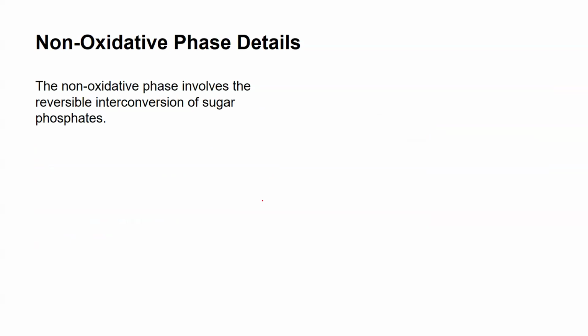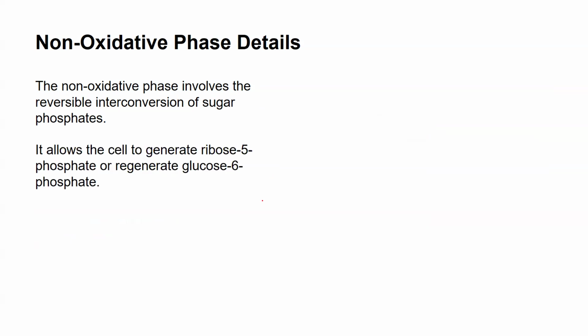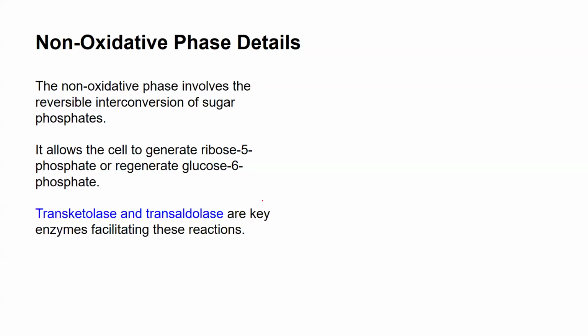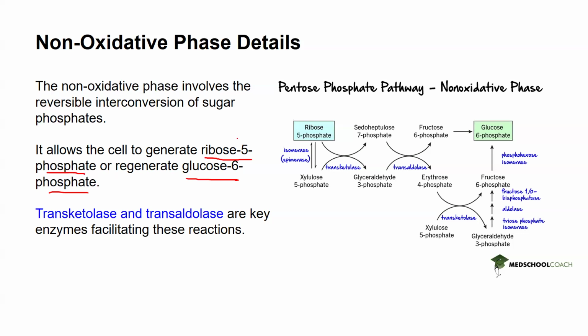So the non-oxidative phase involves reversible interconversion of sugar phosphates, and it allows the cell to generate ribose 5-phosphate or regenerate glucose 6-phosphate. So transketolase and transaldolase are the enzymes facilitating this reaction. So you see at the end, the non-oxidative pathway helps the cell to generate ribose 5-phosphate, and it also regenerates another glucose 6-phosphate for the continuation of either the pentose phosphate pathway or glycolysis. So let's look at the pathway very clearly.